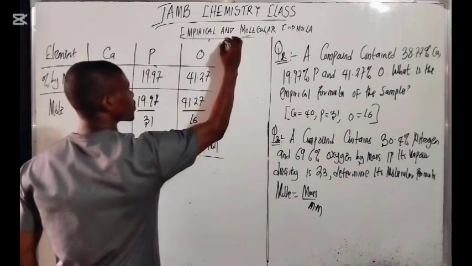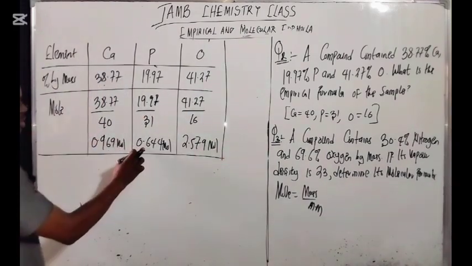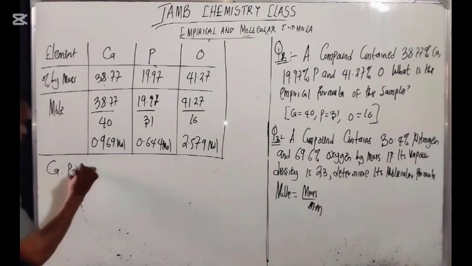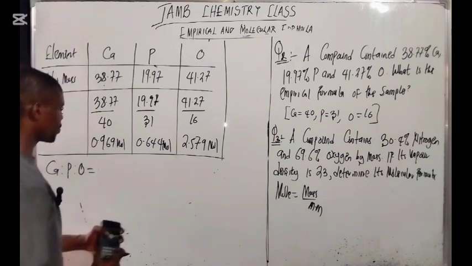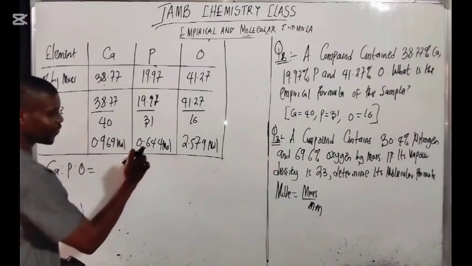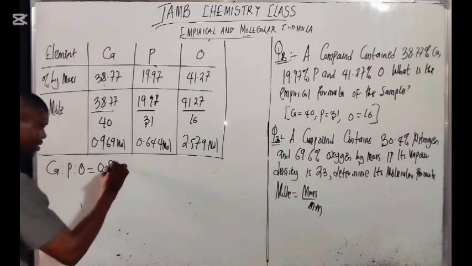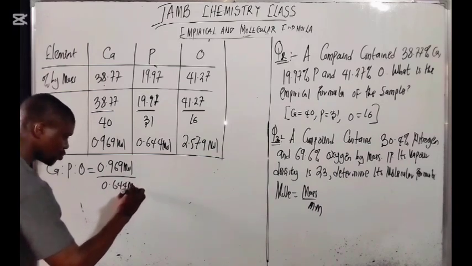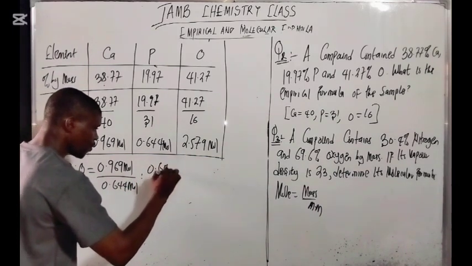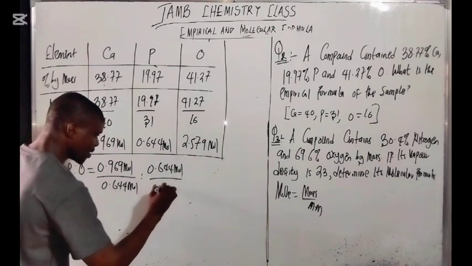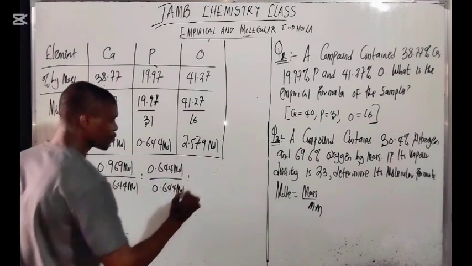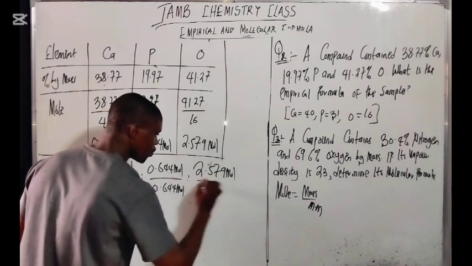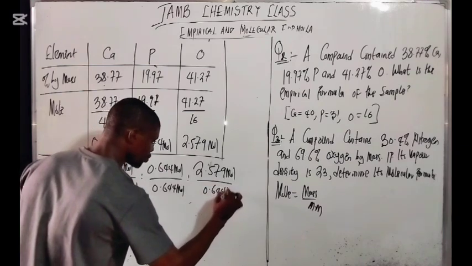What is the simplest mole here? My simplest mole is this. So it's going to be calcium ratio phosphorus ratio oxygen. Divide by the simplest mole. So you want to divide through by this value here: 0.969 mole over 0.644 mole, 0.644 mole over 0.644 mole, and 2.579 mole over 0.644 mole.